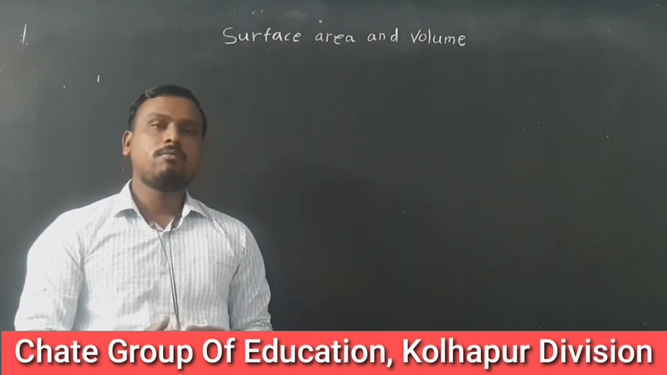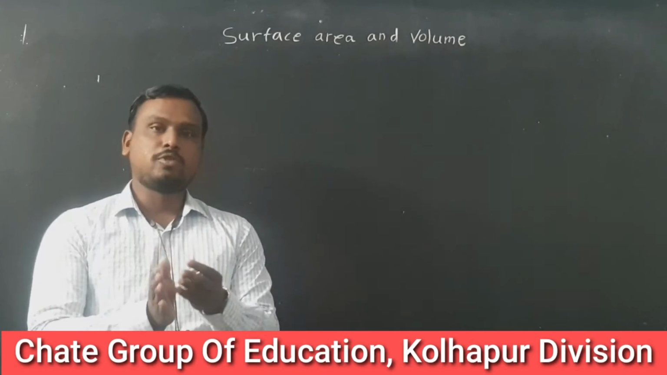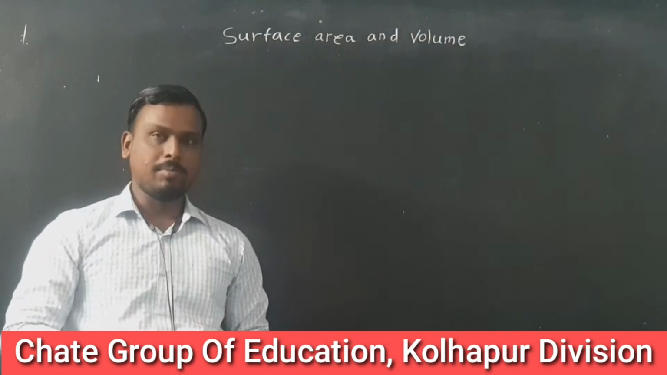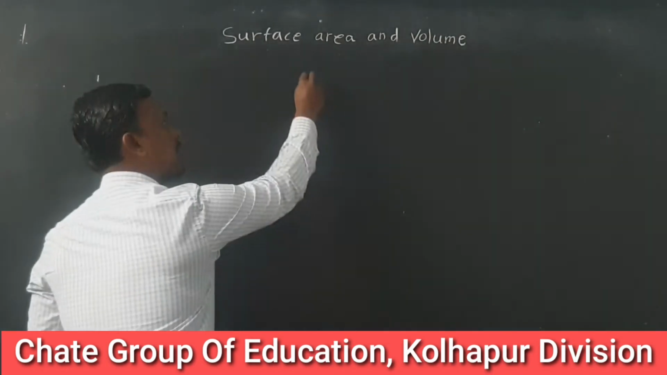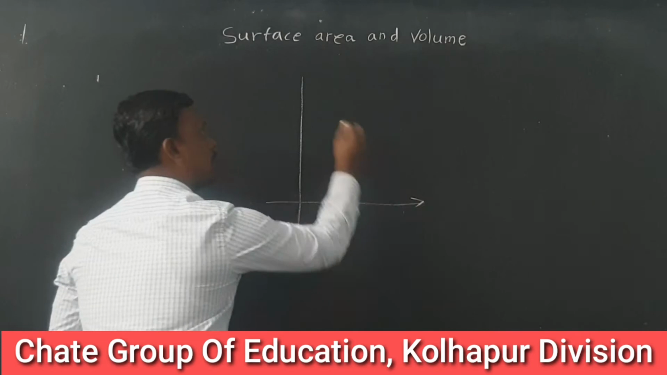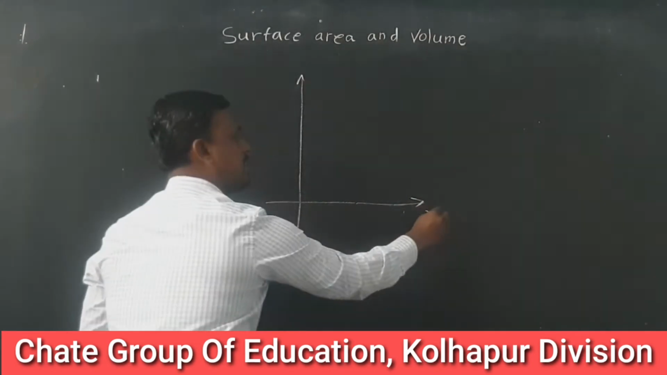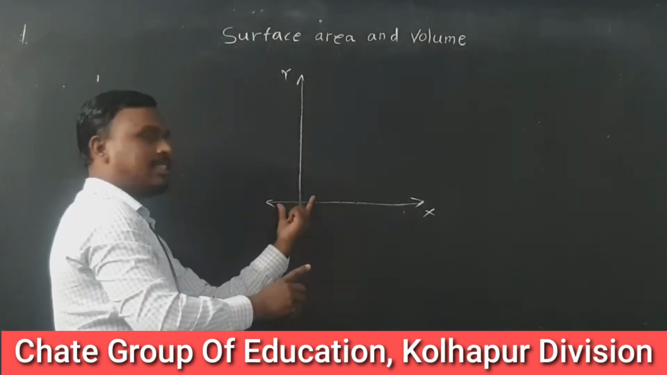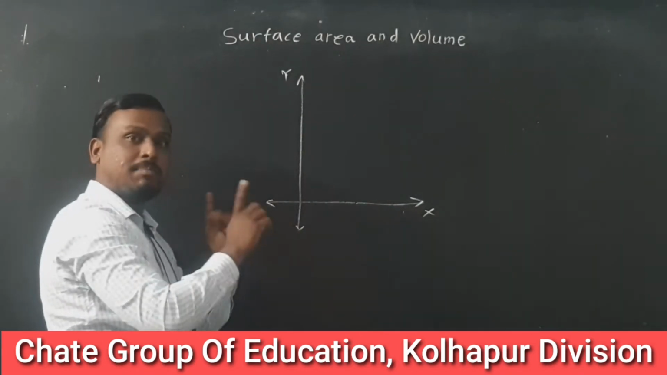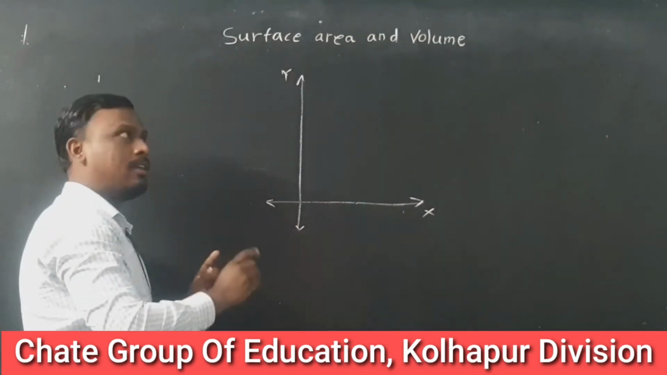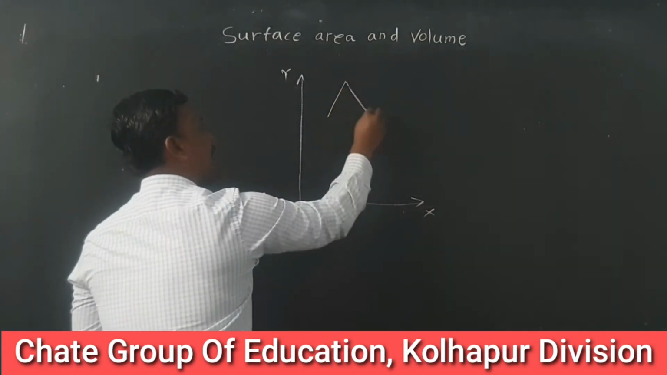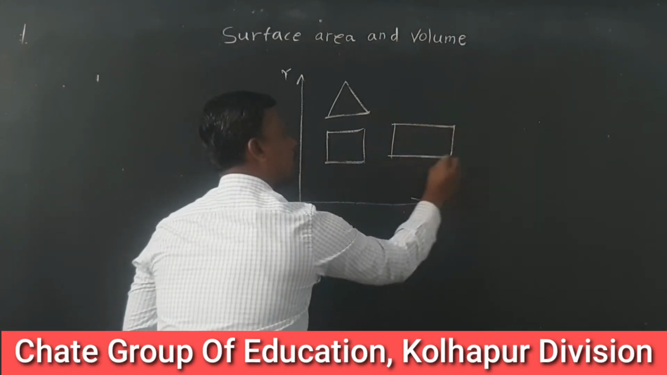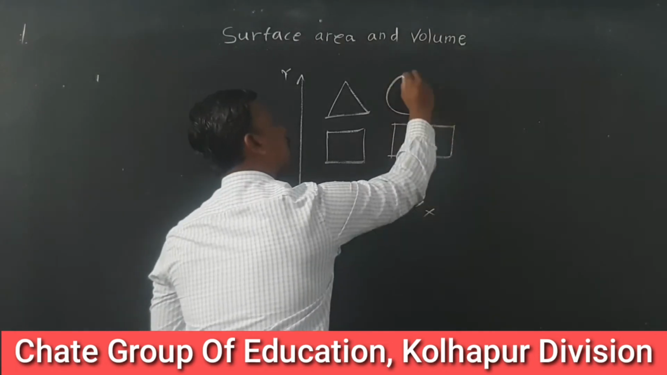First of all we will understand there are two types of shapes. One is two-dimensional shape, another is three-dimensional shape. For example, suppose I draw a coordinate system in which there is an x-axis and a y-axis. This coordinate system I have drawn on a board is called a plane, a flat surface. Here I can draw some figures: triangle, square, rectangle, circle.